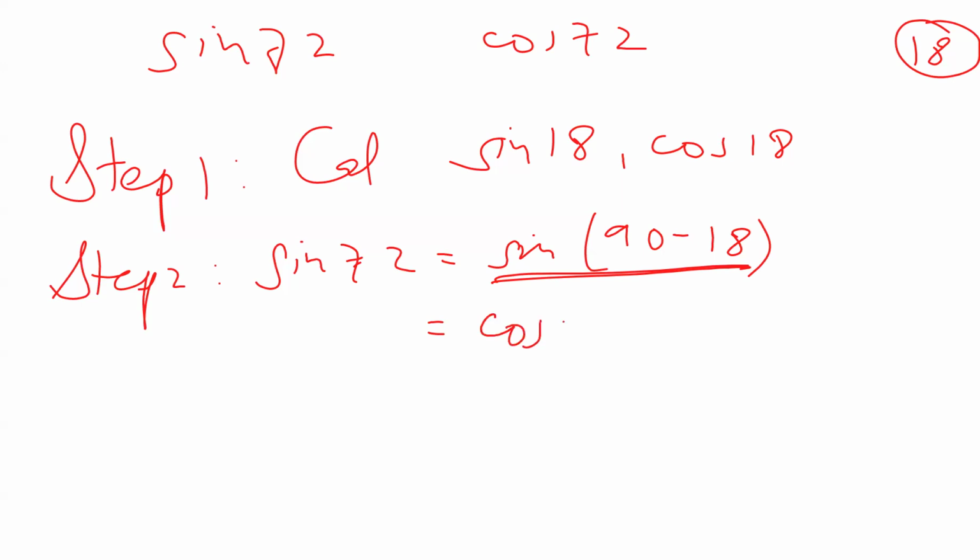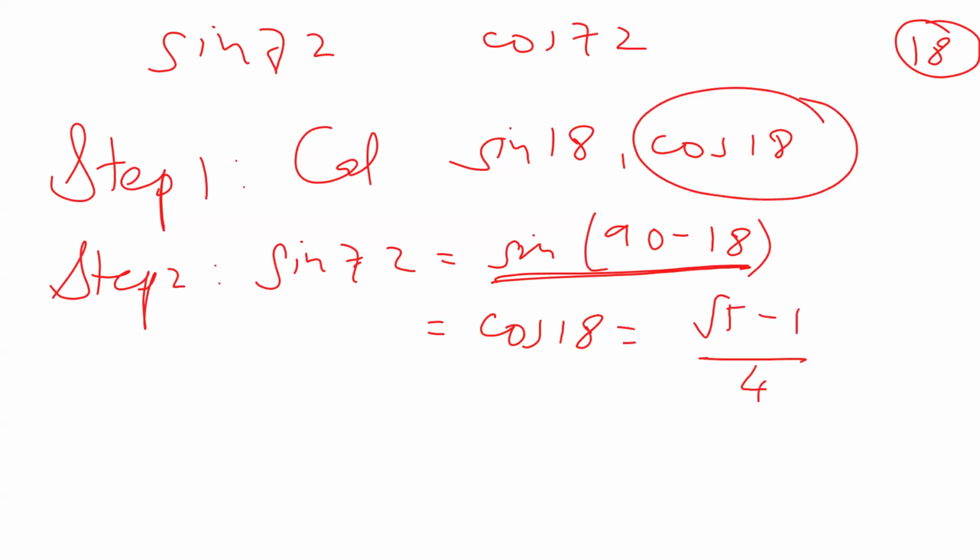Cos 18, and this value you have calculated in the first part: root 5 minus 1 upon 4. And then cos 18 is cos 90 minus 72.